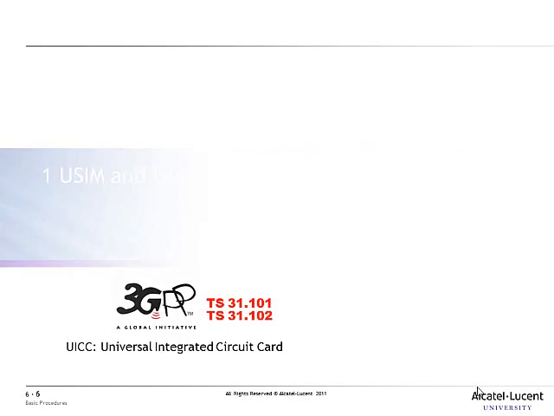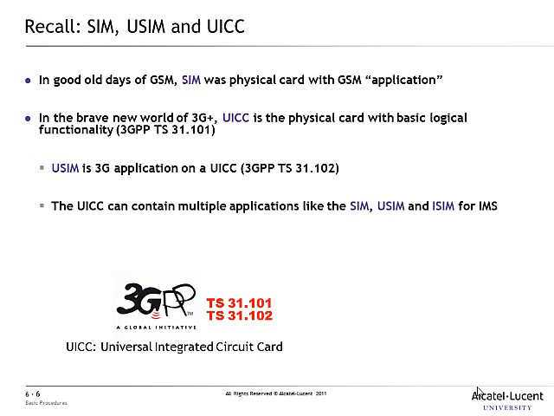Now, when we moved from 2G to 3G, there was a change in the way we dealt with the SIM card technology. In GSM, when we talked about the SIM, it was a physical card, the card that you can touch. Whereas when we moved to 3G and technologies beyond 3G, the physical card is referred to as UICC, where UICC stands for Universal Integrated Circuit Card.